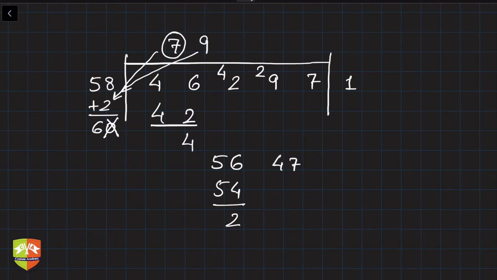Again divide by 6. How much? 6 sevens are 42. Correct? 42. So hence, what is left?